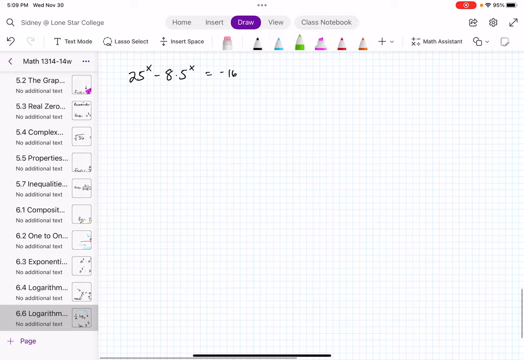Last problem. And this is also a classic kind of problem that can be really confusing, but it fits a pattern, and once you begin to recognize this pattern, it'll make your life a whole lot easier. So what you'll notice is I have 25 to the power of x minus 8 times 5 to the power of x equals negative 16. I have two different bases, and that should be a red flag. We can't have two different bases like this. We need to be working out of the same base.